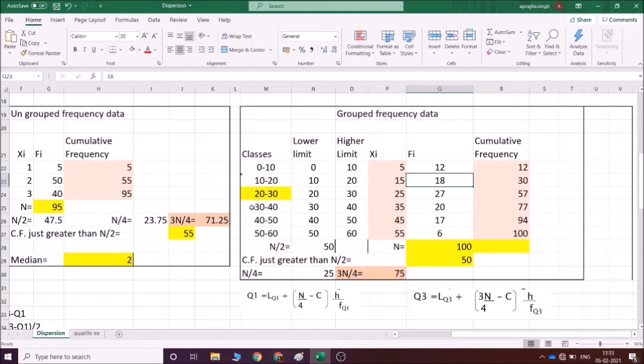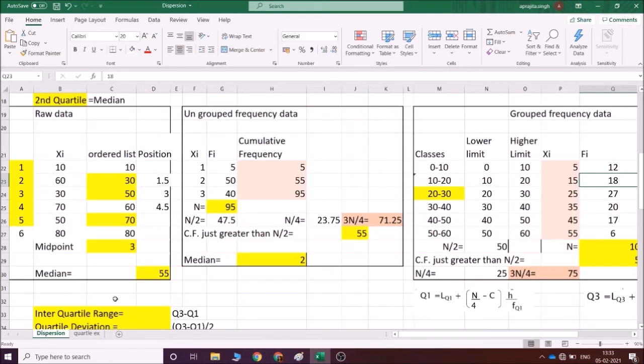So the corresponding class is the third quartile class. That's why 30, the lower limit, is coming here. 30 plus, you know the value of n is 100. What is C? All the frequencies above this class, that is 27 plus 18 plus 12. That would come as C. H is the class size. F is the frequency of the third quartile class. Third quartile class, what is the frequency? 20. So this is how you get the third quartile.